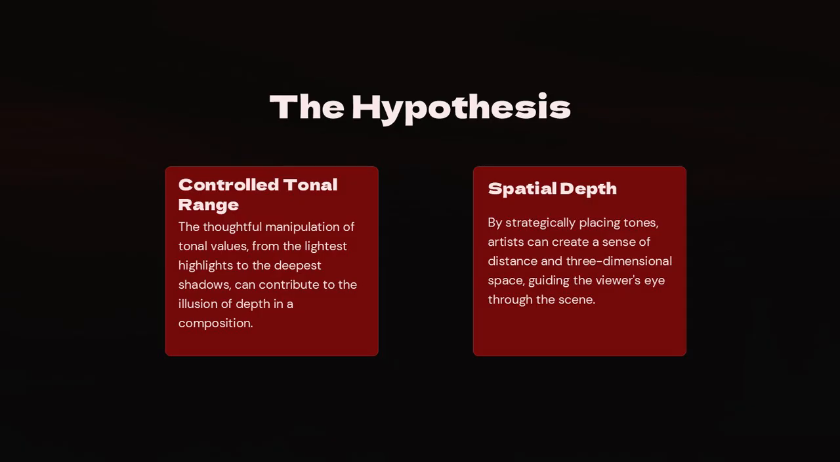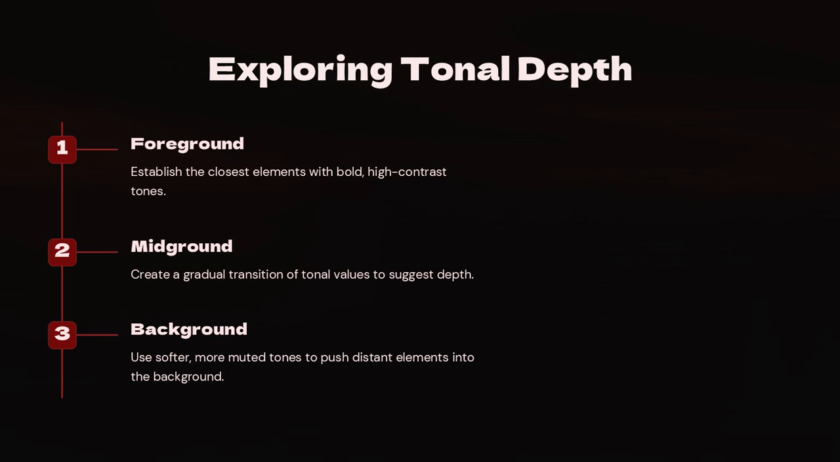The thoughtful manipulation of tonal values, from the lightest highlights to the deepest shadows, can contribute to the illusion of depth in a composition. Spatial depth. By strategically placing tones, artists can create a sense of distance and three-dimensional space, guiding the viewer's eye through the scene. Exploring tonal depth.